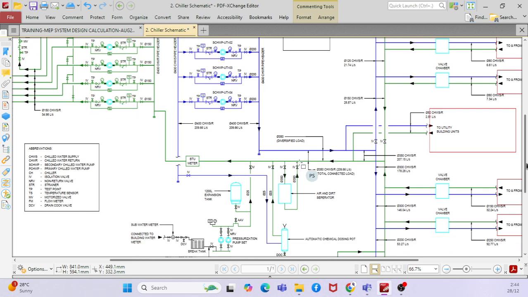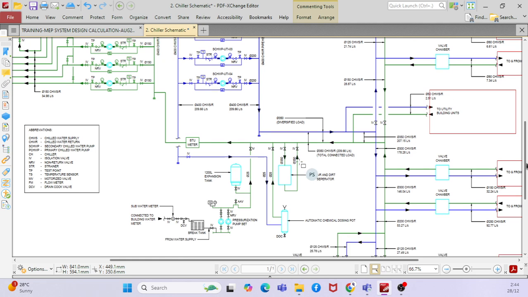No, this is not exact. This is just a schematic. Normally it will be connected with the return only. Okay, I was confused with this one. That we will see in detail, one component by one component, so that you can understand each one.